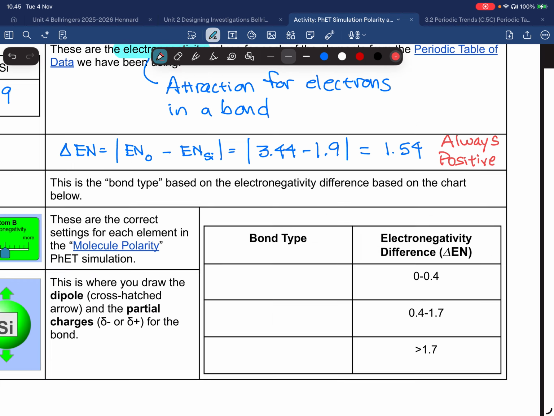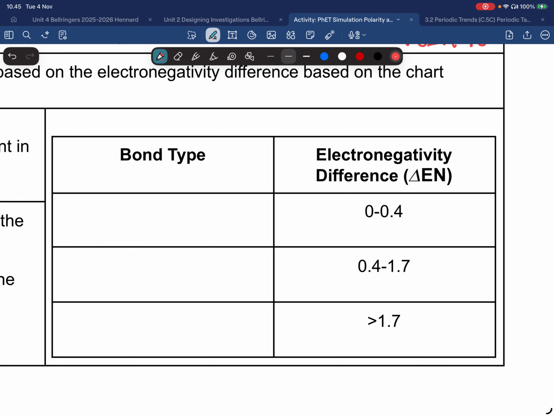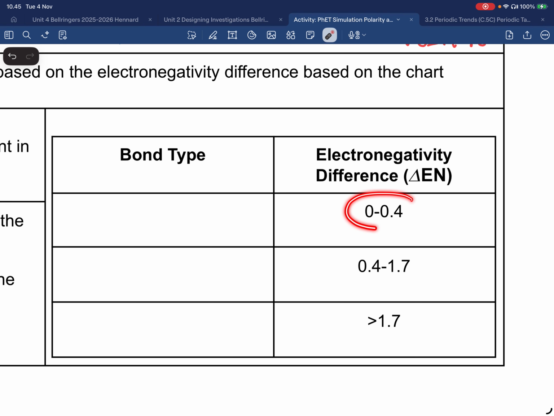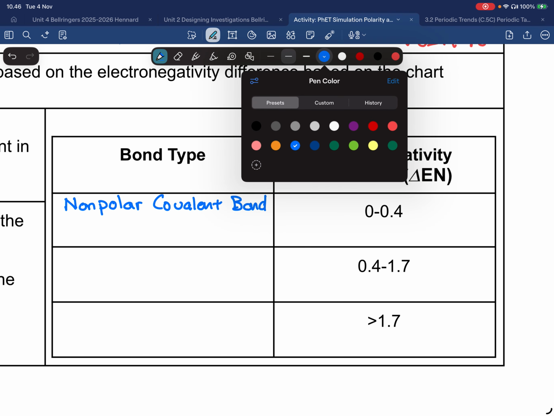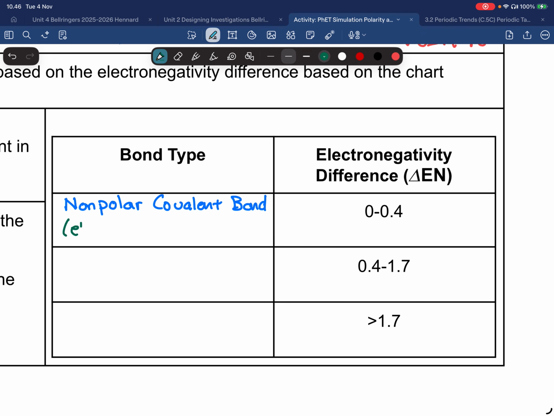Now scientists have worked out that there are different bond types depending on the electronegativity difference. If you have an electronegativity difference of between 0 and 0.4, then you have something that's called a non-polar covalent bond. In a non-polar covalent bond, the electrons are shared equally. Doesn't matter if it's 0 or 0.4, the electrons are shared equally.